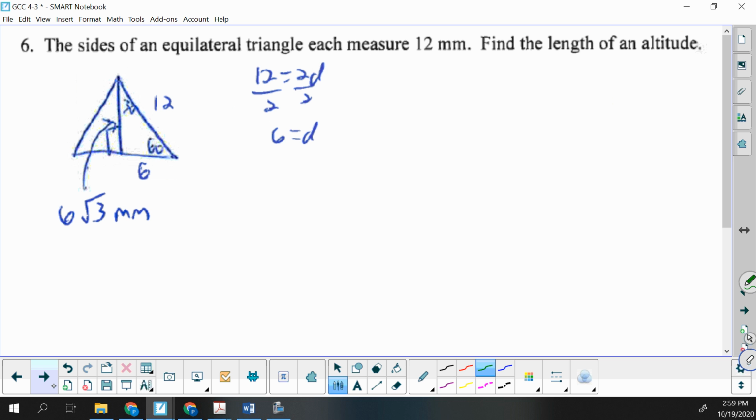In an equilateral triangle, the sides are each 12, so 2D equals 12 because it's across from the 90, so D is 6. And the altitude is across from the 60, so it's normally D square root of 3, so we have 6 square root of 3.